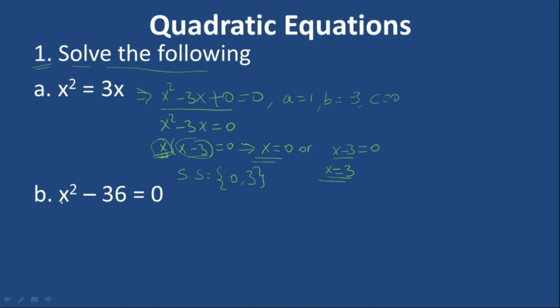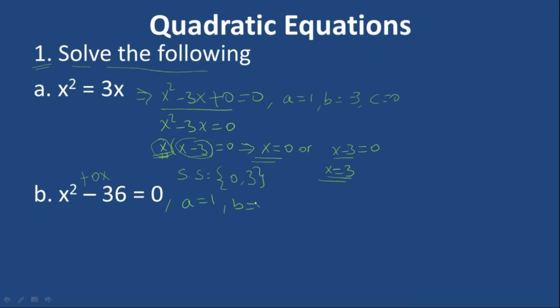The second one: x squared minus 36 is equal to 0. In this context, a is 1 because the coefficient of x squared is 1, and there is no x term, or we can write x squared plus 0x minus 36.